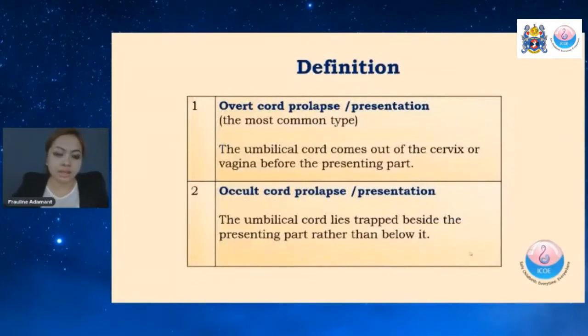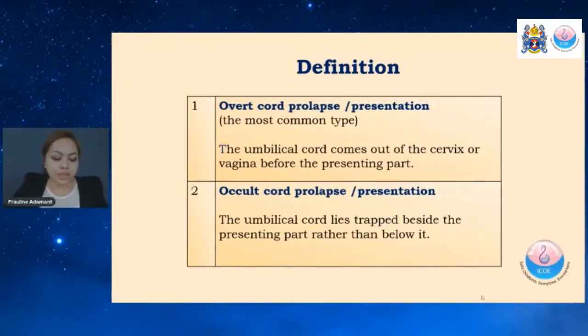For the definitions of cord prolapse, there are two types: overt cord prolapse or presentation, and occult. Overt cord prolapse is the most common type, whereby the umbilical cord comes out of the cervix or the vagina before the presenting part. Meanwhile, occult cord prolapse is the situation where the umbilical cord lies trapped beside the presenting part rather than below it. It can happen with ruptured membranes or intact membranes.